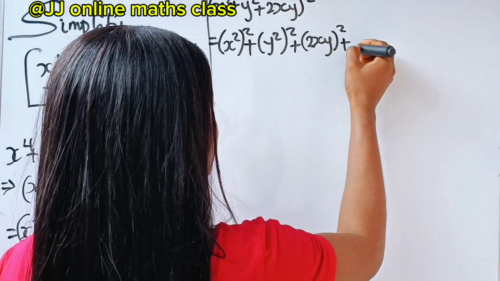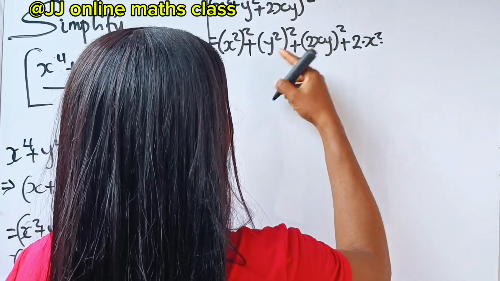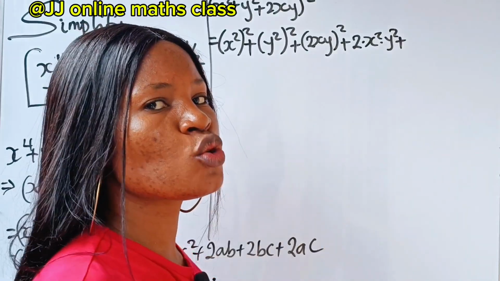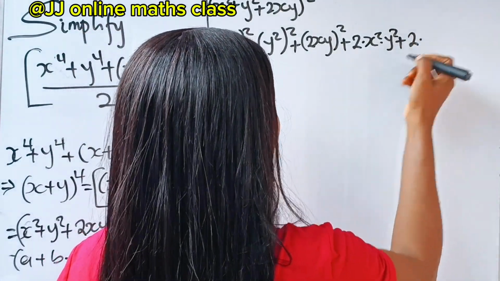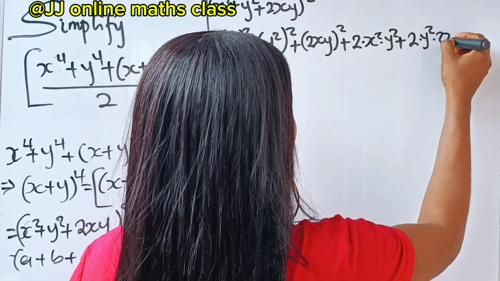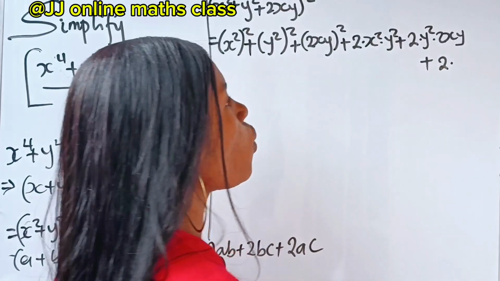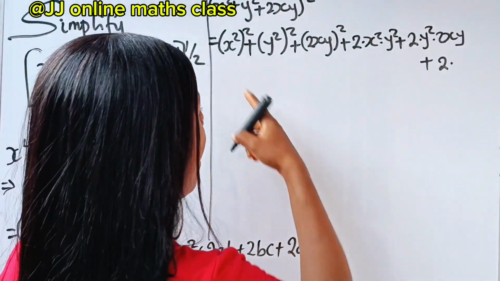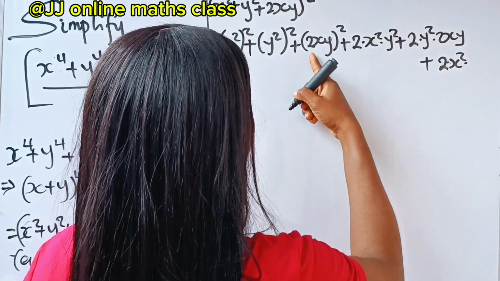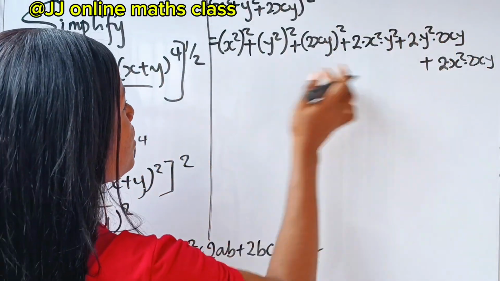Then it's going to be 2 multiplied by a multiplied by b, that is 2ab, plus 2bc, that is 2, our b is y squared, and our c is 2xy, plus 2ac, right? Our a is x squared and our c is 2xy. Okay, now let's solve what we have.